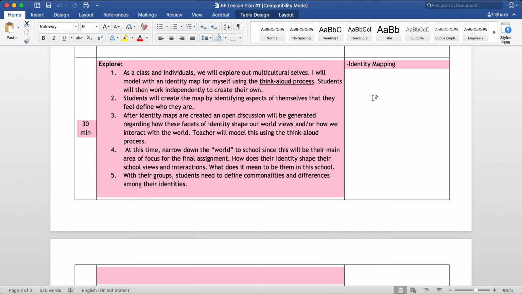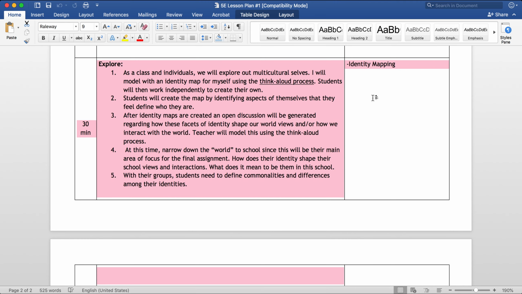We're going to be looking at worldview. You can narrow that worldview down to your city or town or even just the school. I would narrow it down to the school, as this is the focus for the final project. But if students want to expand out, that's okay. Let them take the discussion where they need to go.